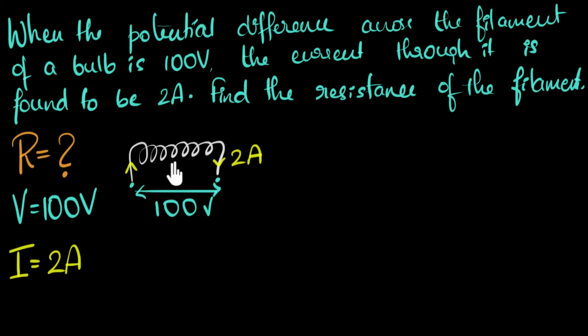So given this, we need to find what the resistance of the filament is. So we need a connection between voltage, current, and resistance. And this connection is what we call Ohm's law. Ohm's law tells us that V should be equal to I times R. So if we plug in the values over here, we can now calculate the value of R. Pause the video and see if you can do this yourself now.